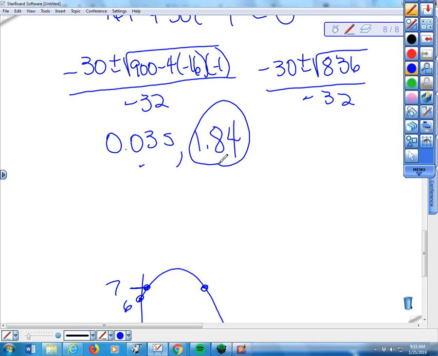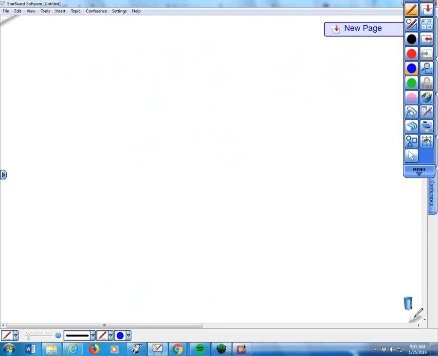Graphing. At this point, maybe it would be helpful if I talk you through how you graph in 3 different forms: how you graph in standard form, how you graph in intercept form, and how you graph in vertex form. Okay? So let's just do x squared plus 7x plus 10. Okay, let's start in standard form.